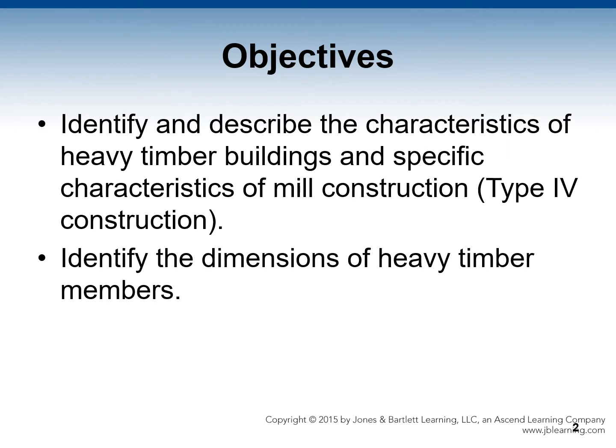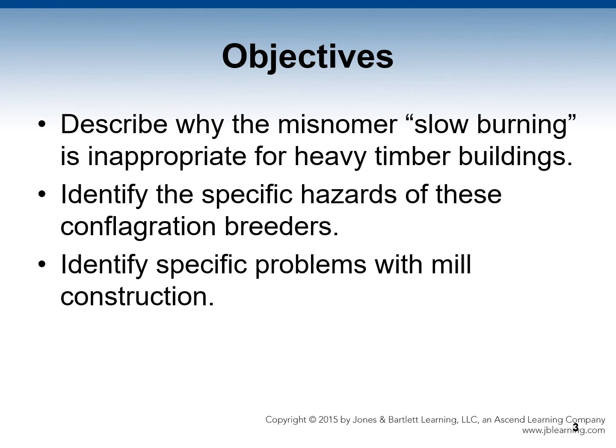The objectives we're going to cover in this chapter are: we will identify and describe the characteristics of heavy timber buildings and specific characteristics of mill construction, which is type 4 construction, and identify the dimensions of heavy timber members. We will describe why the misnomer slow burning is inappropriate for heavy timber buildings. Also, we will identify the specific hazards of these conflagration breeders and identify specific problems with mill construction.